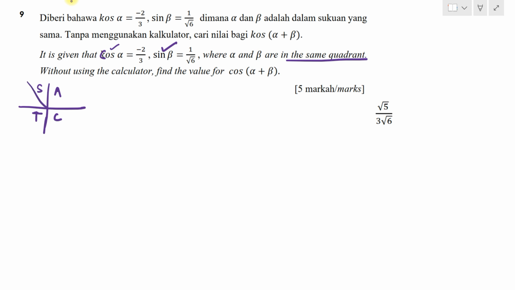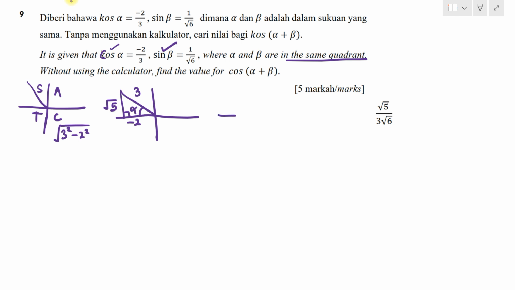So let us draw the triangle. The triangle should be like this. This is for the alpha. Cos alpha is what? Negative 2 over 3. So negative 2 should be the adjacent, and the hypotenuse should be 3. And so the opposite should be what? It should be the square root of 3 square minus 2 square. So 9 minus 4, square root 5. Okay, that's about the alpha.